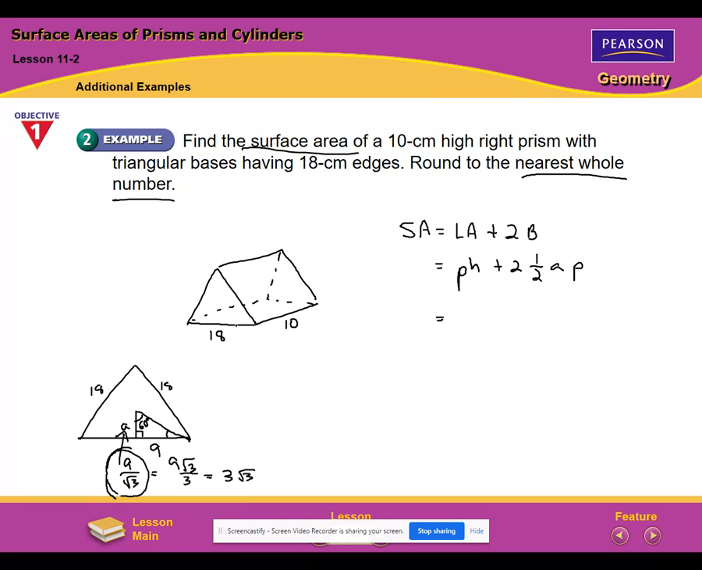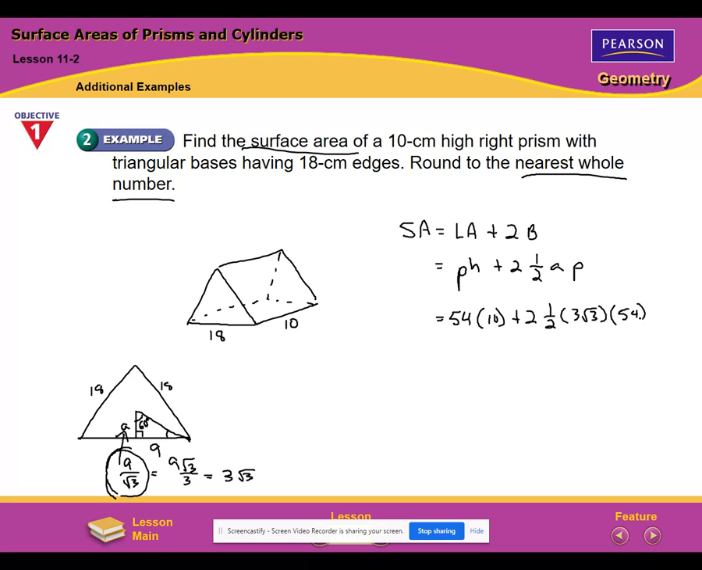The perimeter would be 18, 18, and 18. That's 54. The height is 10 plus 2 times a half. If you wanted to simplify that to nothing, to 1 really, you could. The apothem is 3 root 3. And the perimeter, once again, being the perimeter of this triangle, which is the perimeter of the base, is the 54. And I do need to use my calculator here. So the lateral area would be 540.